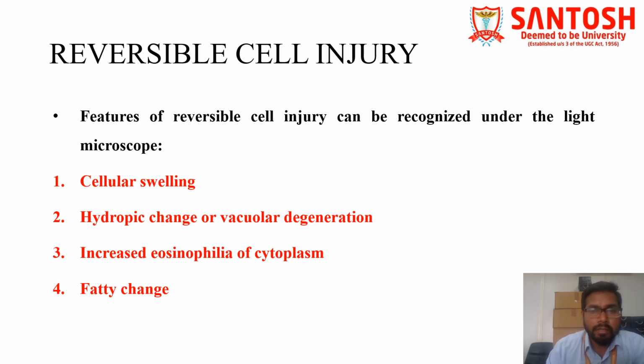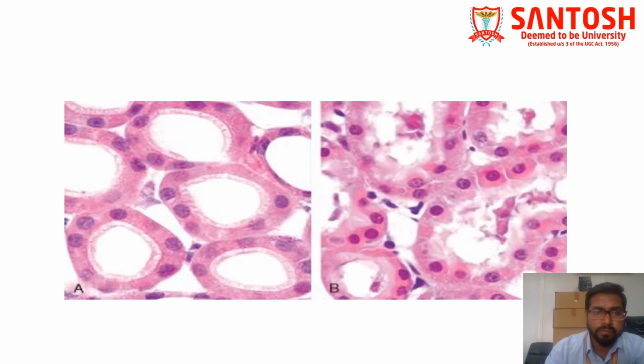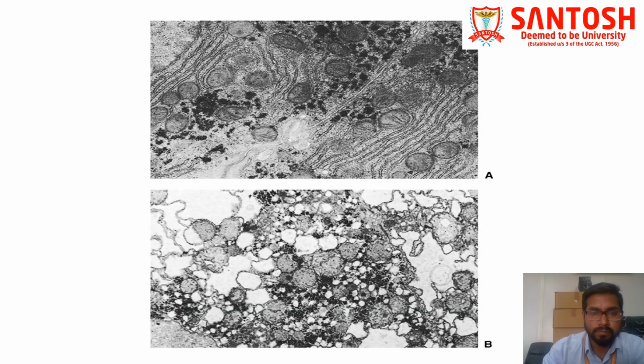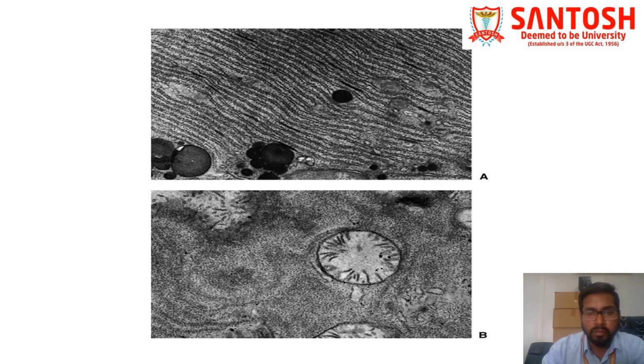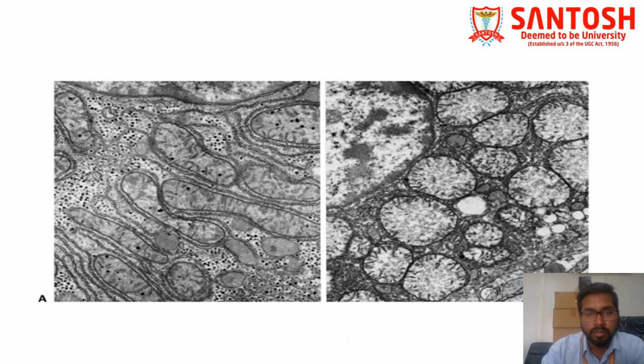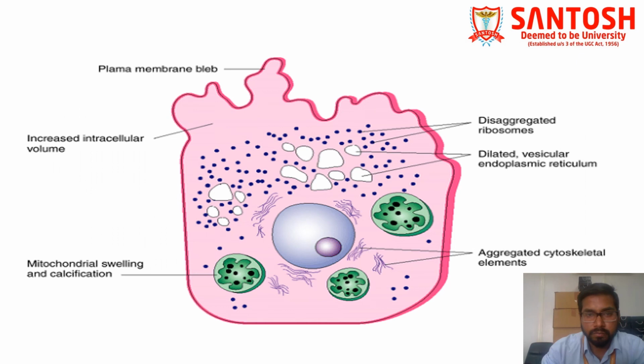Reversible cell injury can be recognized under the light microscope as cellular swelling, hydropic changes or vacuolar degeneration, increased eosinophilia of cytoplasm and fatty changes. These are the reversible injuries, as you can see where A is normal and B is abnormal, showing the ballooning or hydropic degeneration of the cells. This is the electron microscopic view of the same, a high power view under the electron microscope, again showing the hydropic degeneration.